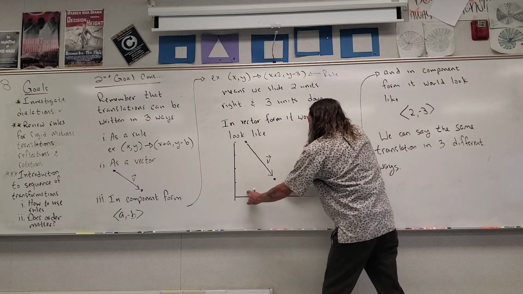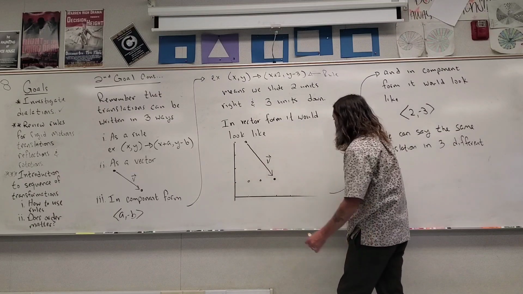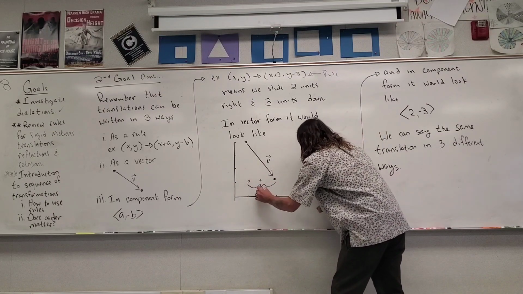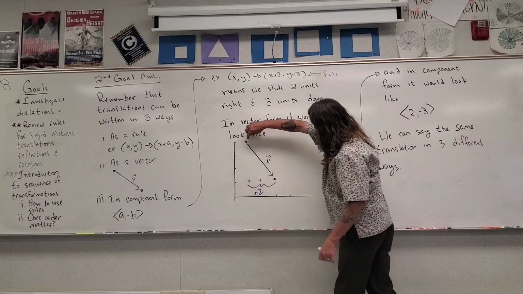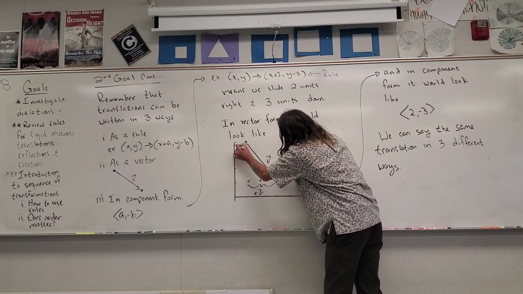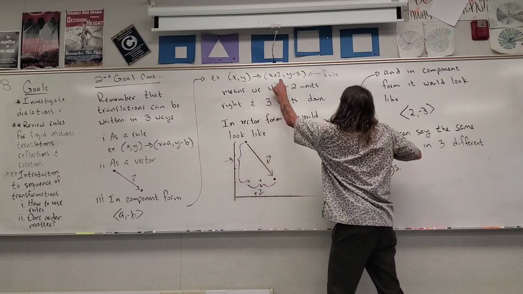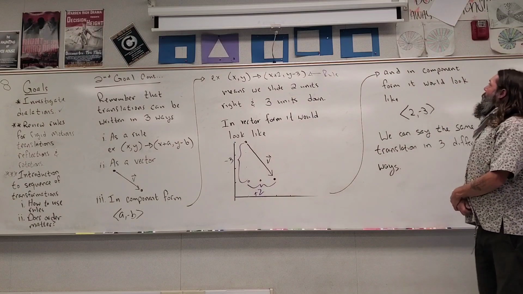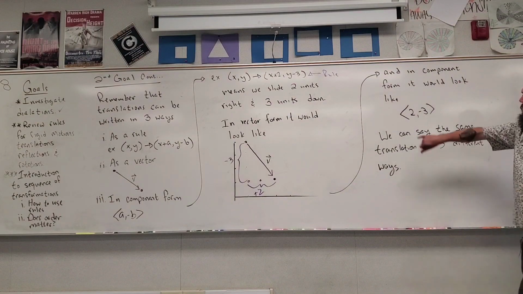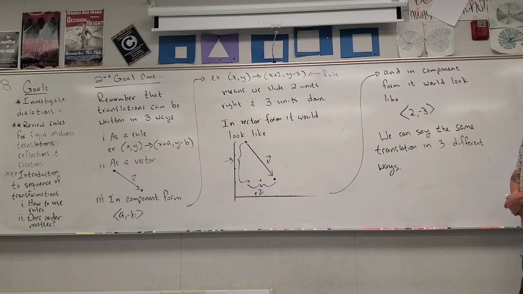Notice that I go over 2 units. Right? So 1, 2. And I also drop 3 units. So here's 1, 2, 3. So I'm saying go right 2, down 3. And in component form, it would look like this. So this is telling me to go right 2, down 3. And I just wanted to go over this to remind you that we can say the same translation in 3 different ways.